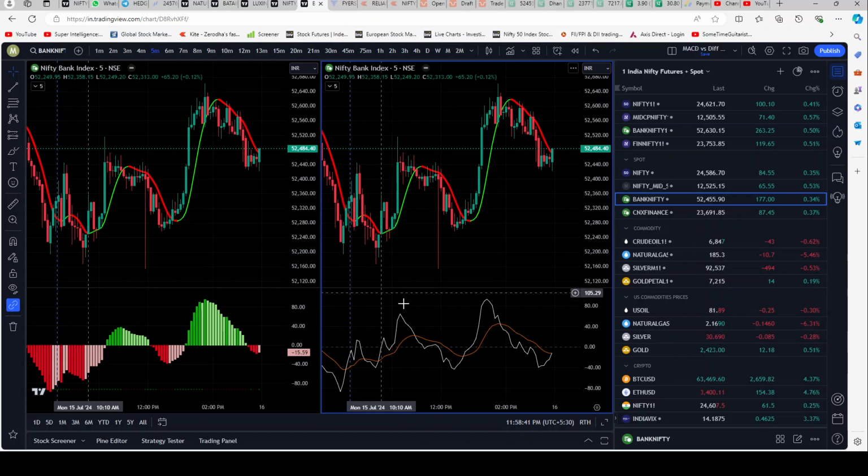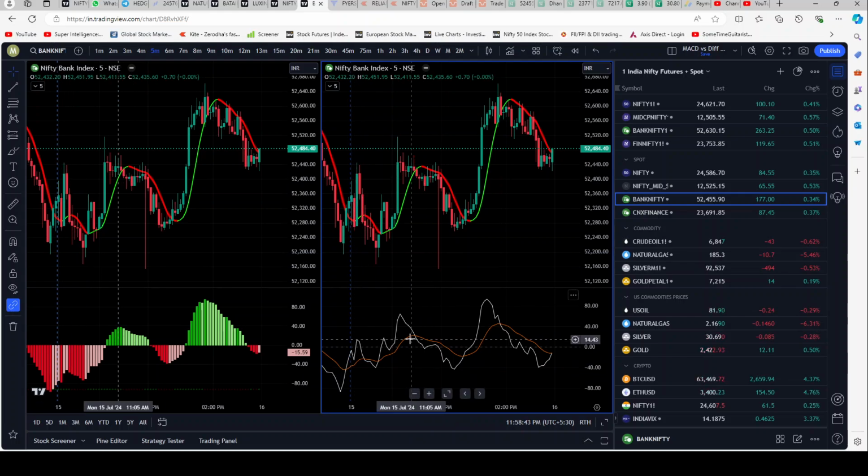Let's take one more example. This cut over here, you see the white is cutting into the yellow. If you look at it on the left hand side, the dark green is turning into light green.